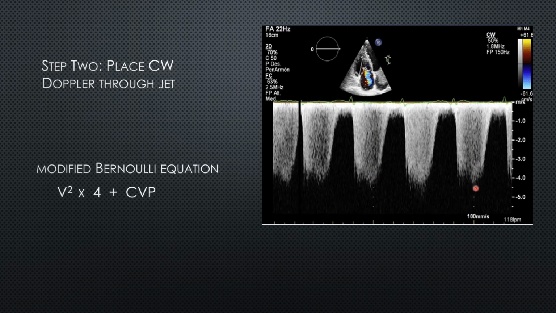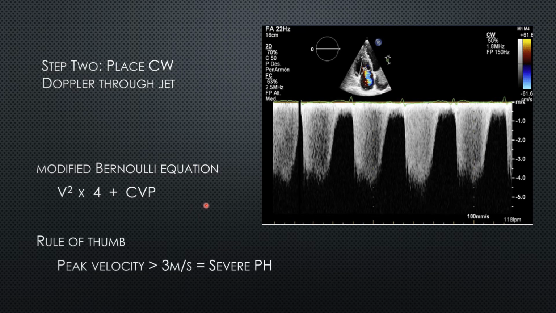Then if you apply the modified Bernoulli equation, you can convert the velocity into a pressure. So velocity squared times 4 plus CVP gives you an estimate of your pulmonary artery systolic pressure. So here the peak velocity is 4, so 4 squared would be 16, times 4 would be 64, and then you can estimate CVP from the IVC. So if the IVC is plethoric, that's probably about 20, so 64 plus 20 would be 84, and normal is less than about 25, so that would be severely elevated. Alternatively, as a rule of thumb, if the peak velocity here is more than 3, that's probably severe pulmonary hypertension.